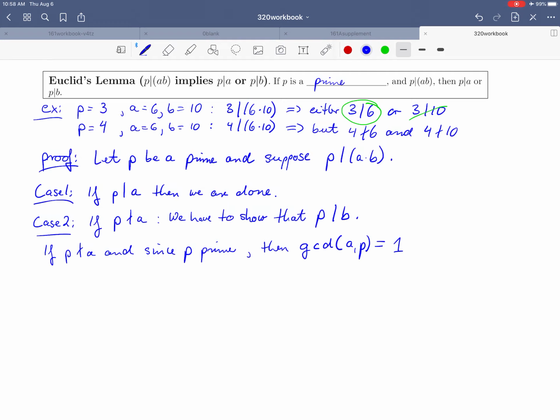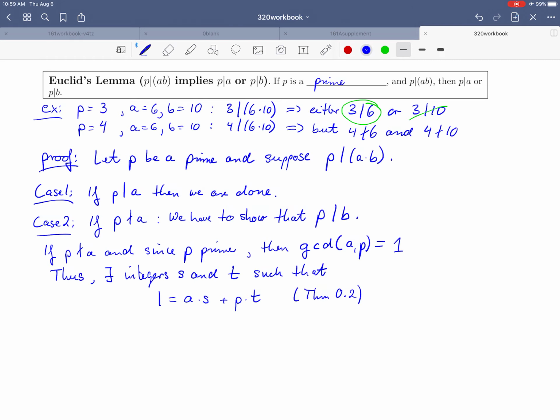But if that's the case, then we just learned in the previous video, we saw theorem 0.2 that said that we can write the GCD of two numbers as a linear combination. Thus there exist integers s and t such that we can write our GCD as a times s plus p times t. That was the statement in theorem 0.2. So this is true by theorem 0.2.